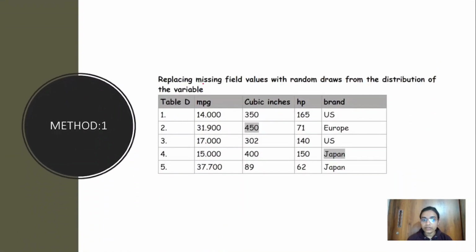In the first method, we are replacing missing values with a random draw from the distribution of the variable. Here we have replaced the value with a random draw from the distribution of the variable.